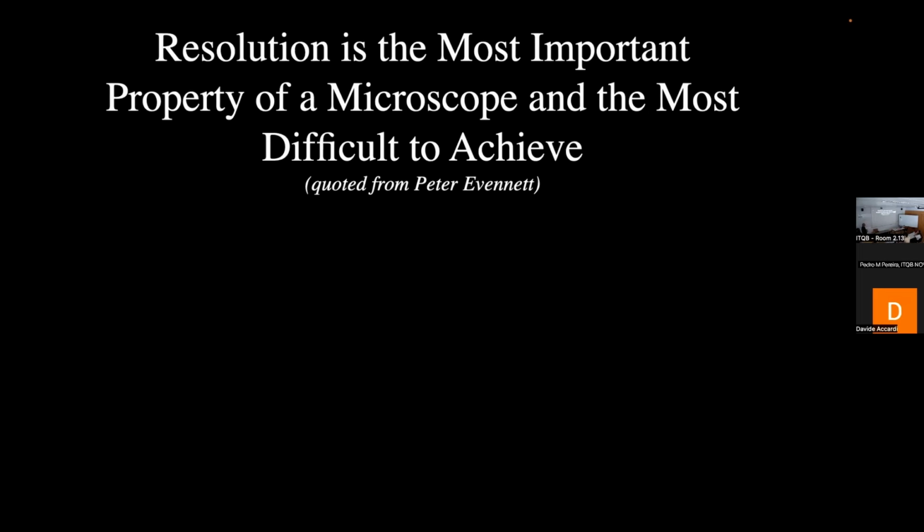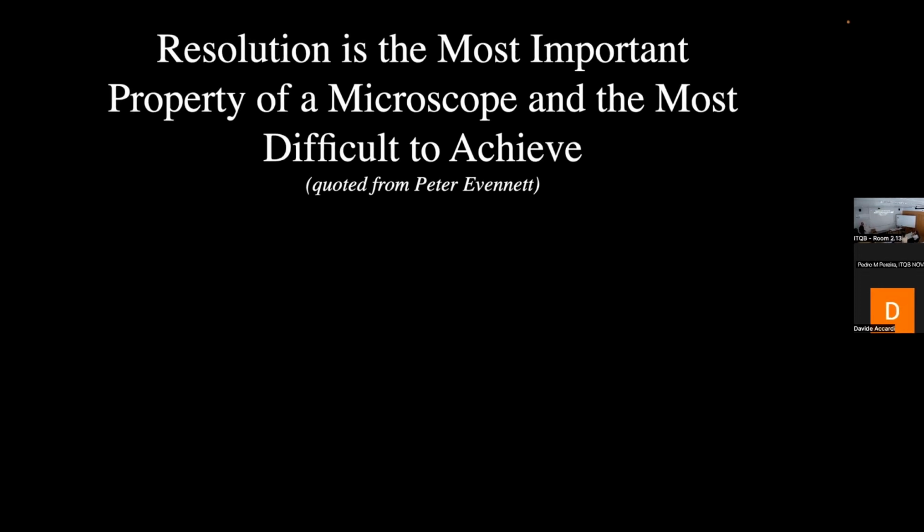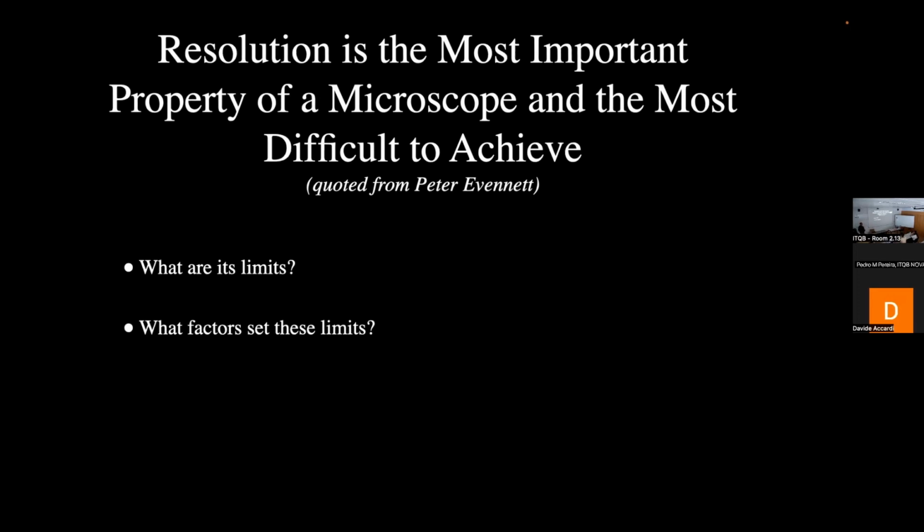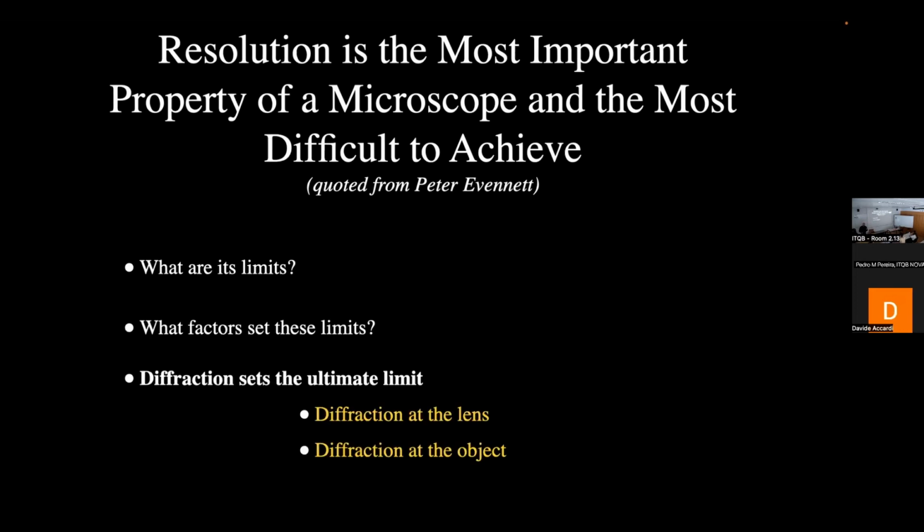So he said resolution is the most important property of a microscope and the most difficult to achieve. He was very absolute in this. There are lots of things and considerations that could be raised, but this is his sentence, and he is partially right, of course. But what are the limits of resolution, and what are the factors that set these limits? The ultimate factor that sets limits to resolution is diffraction, okay? And diffraction happens at the specimen and at the lens.